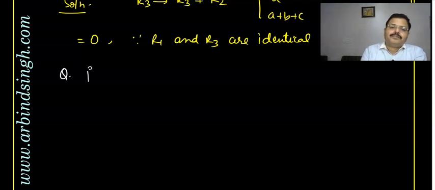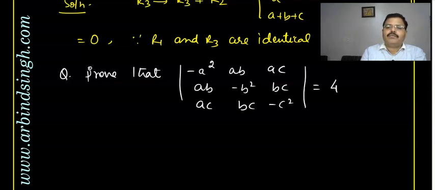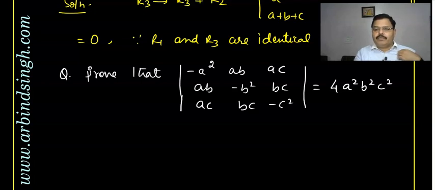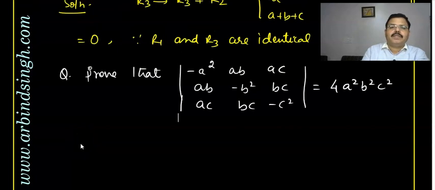Now taking another question: prove that the determinant with rows minus a square, AB, AC; AB, minus B square, BC; AC, BC, minus C square is equal to 4A square B square C square. So you need to know what you have to prove. So this will be A square B square C square. Let me think over how to deal with this question.